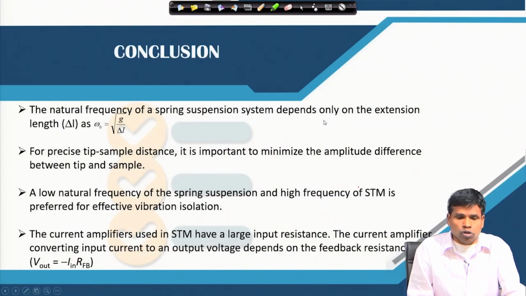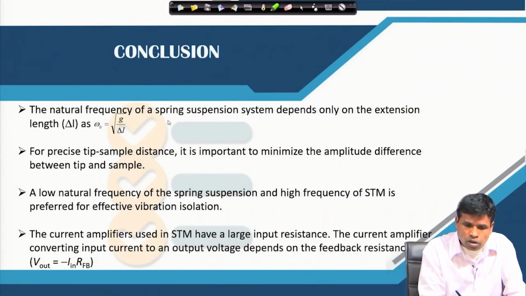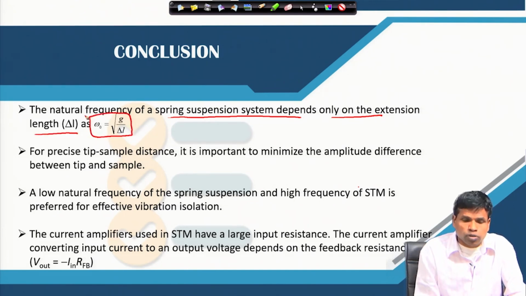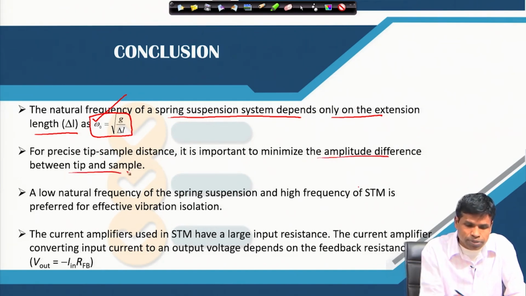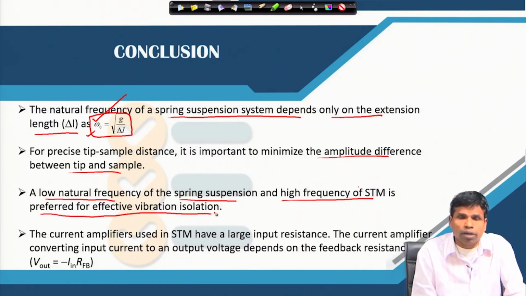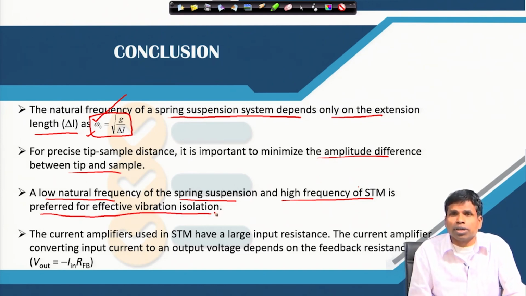So, what is the conclusion of today's lecture? The natural frequency of a spring suspension system depends only on the extension length del L. As we have seen, this is inversely proportional to del L. Having a higher del L of the spring suspension system, we can have a low natural frequency, that is what we want. For a precise tip sample distance, it is important to minimize the amplitude difference between the tip and sample, and a low natural frequency, that is what we discussed here, of the spring suspension, and a high frequency of the STM is prepared for effective vibration isolation to a scale of 10 to the minus 6, minus 8 or minus 10 of small transfer function value.